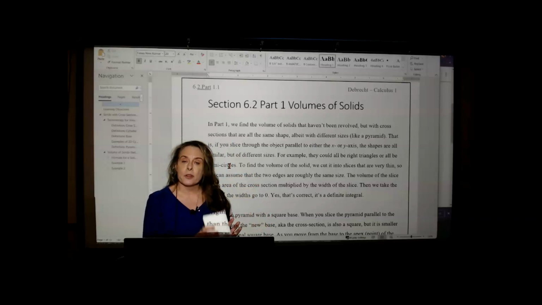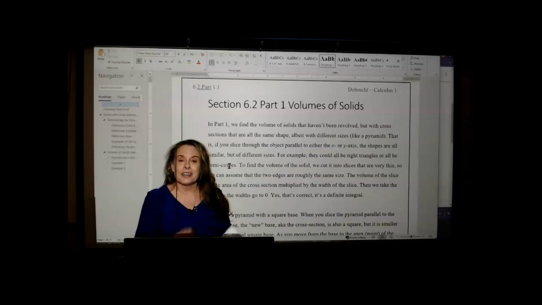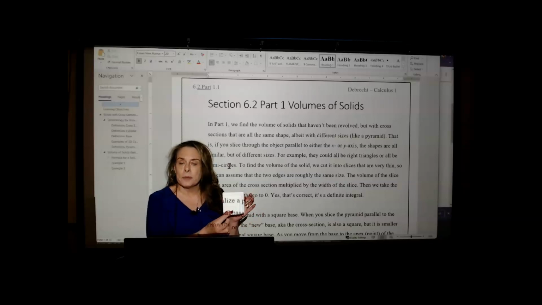We want to be able to compute the volume of a solid, which has cross sections that are all the same shape, but of different sizes. In order to do that, we'll make an approximation. We're going to take a partition, just as we've done before with Riemann sums. And we're going to assume that on each little partition, the square is the same size on both sides.